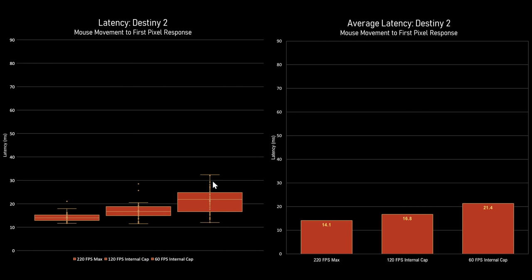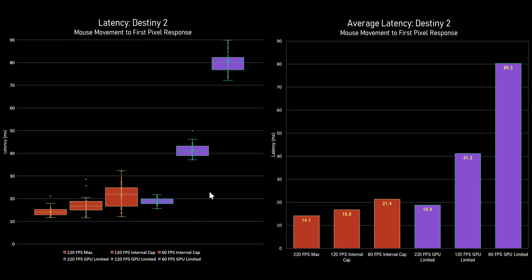But when switching over to the GPU limited scenarios, this is where things really go off the rails for Destiny 2. Bumping the resolution scale up to 85%, I got the same 220 FPS as before, but this time at 100% GPU utilization. Average latency increased to 18.8 milliseconds. That's not actually too bad. So at very high refresh rates, there's only around a 4 millisecond disadvantage to running your GPU at max tilt.